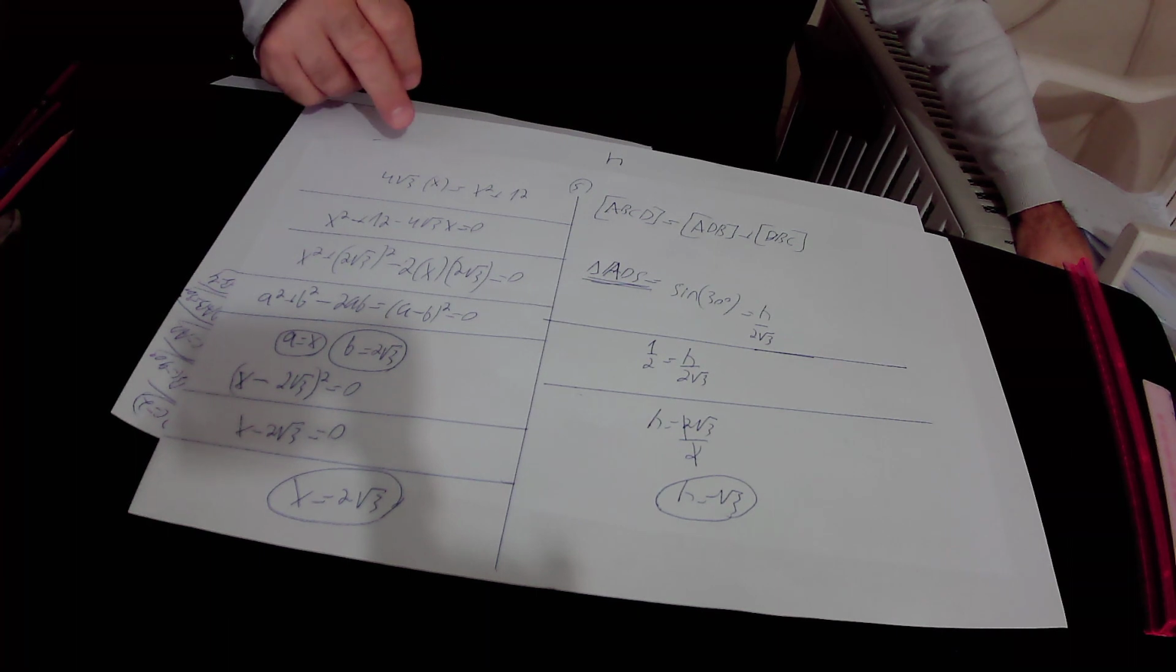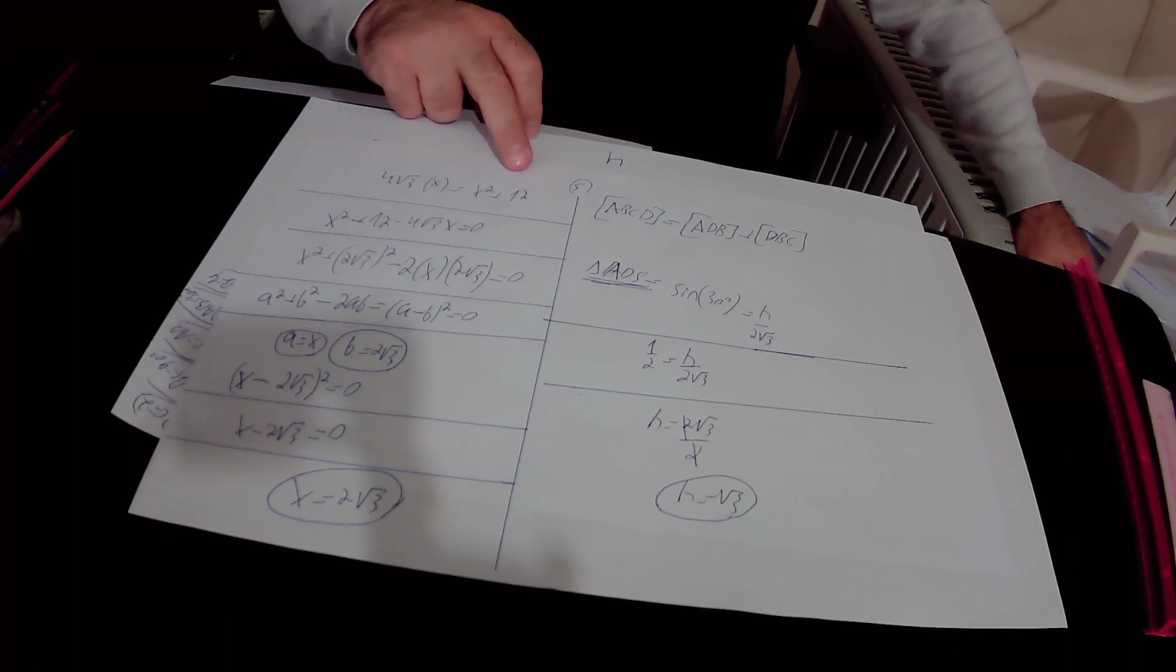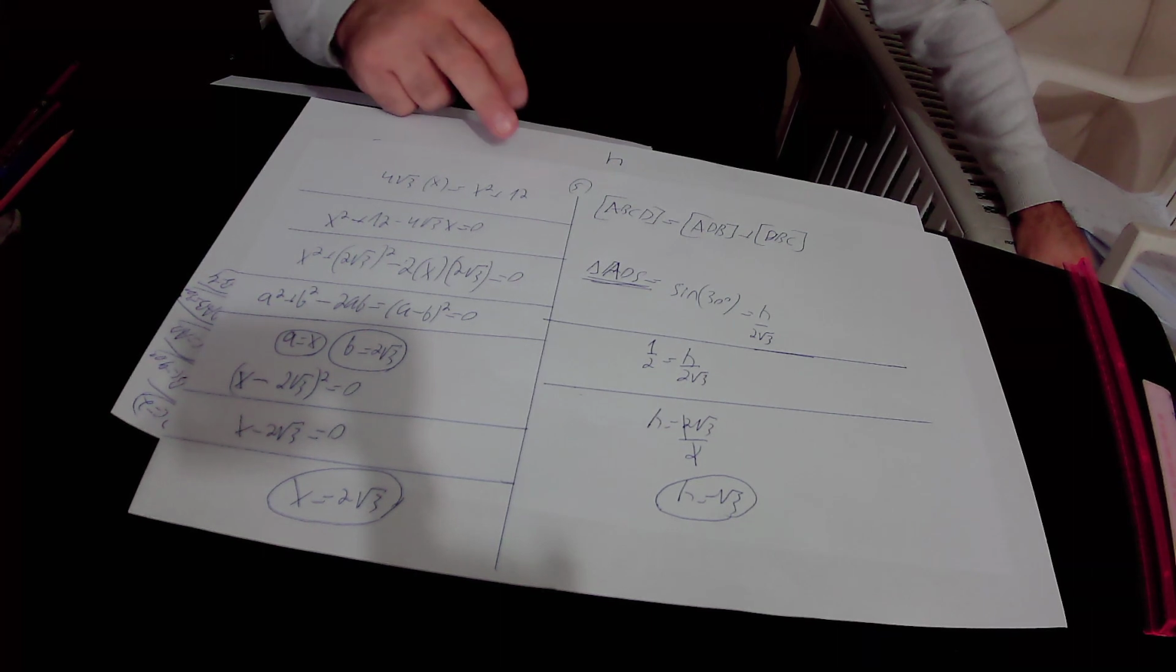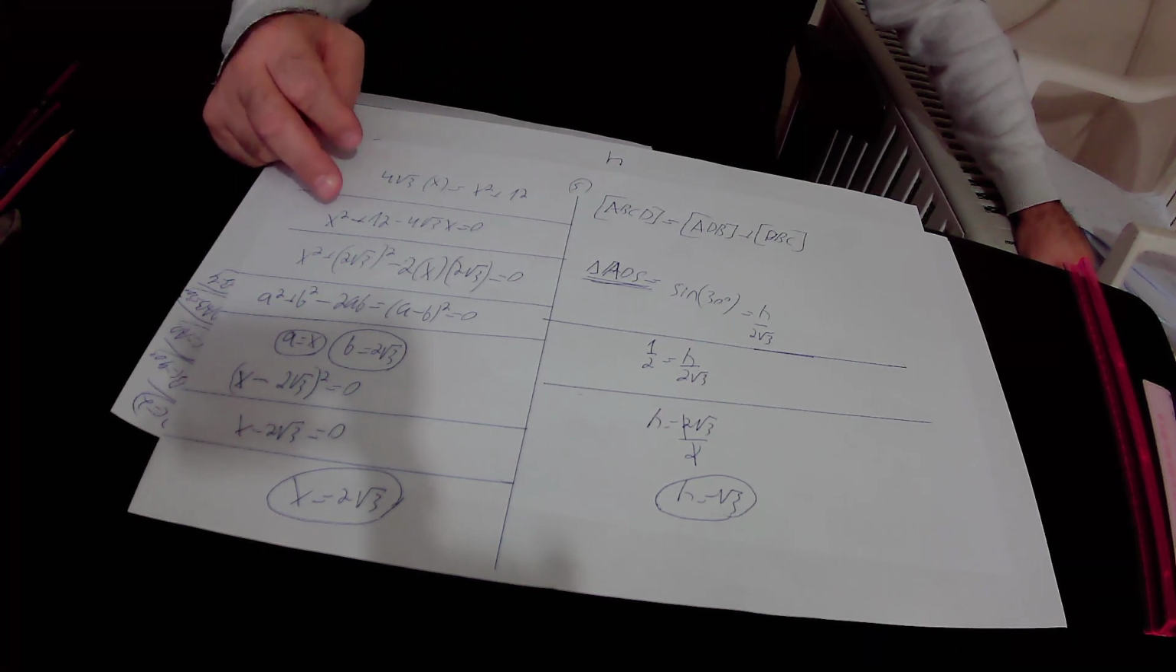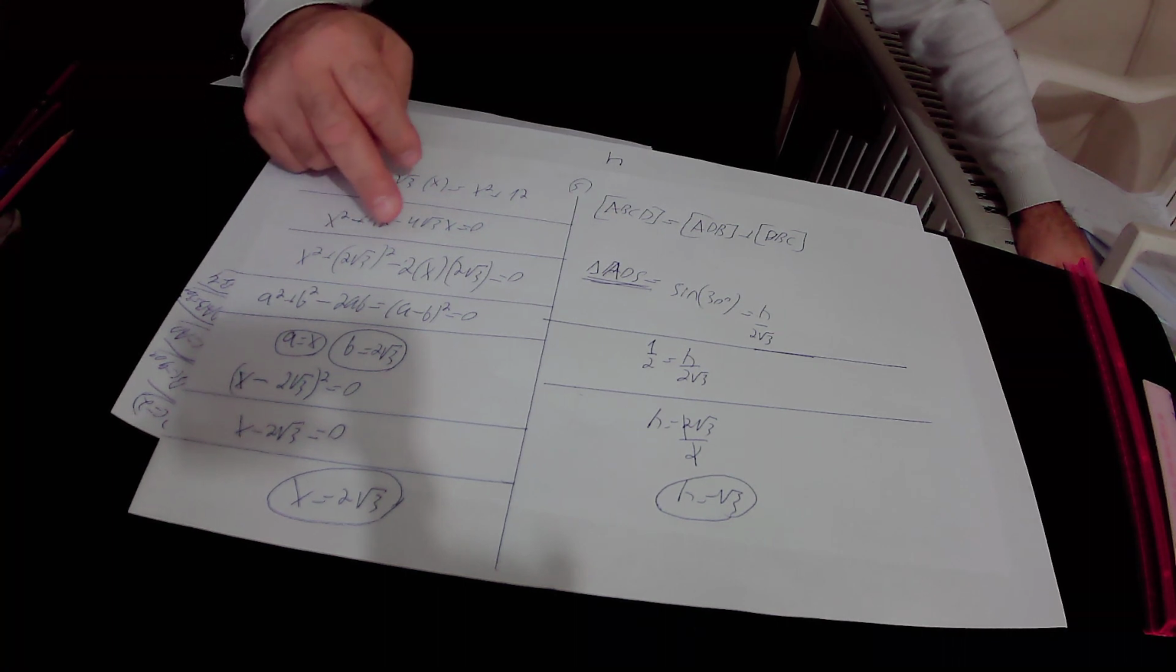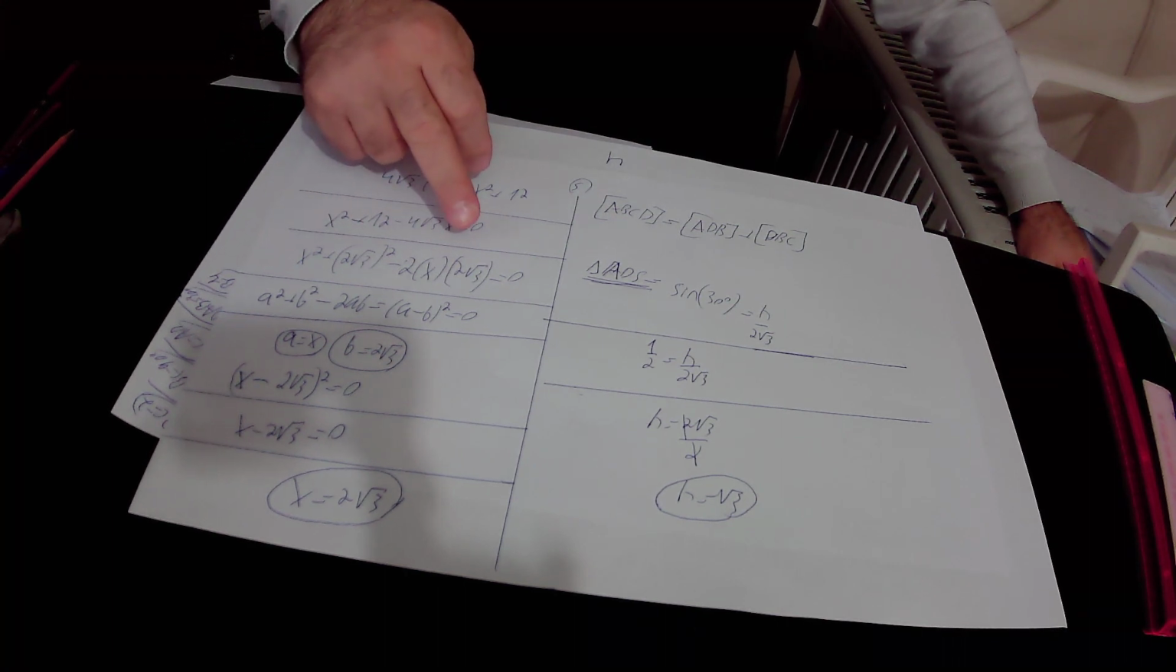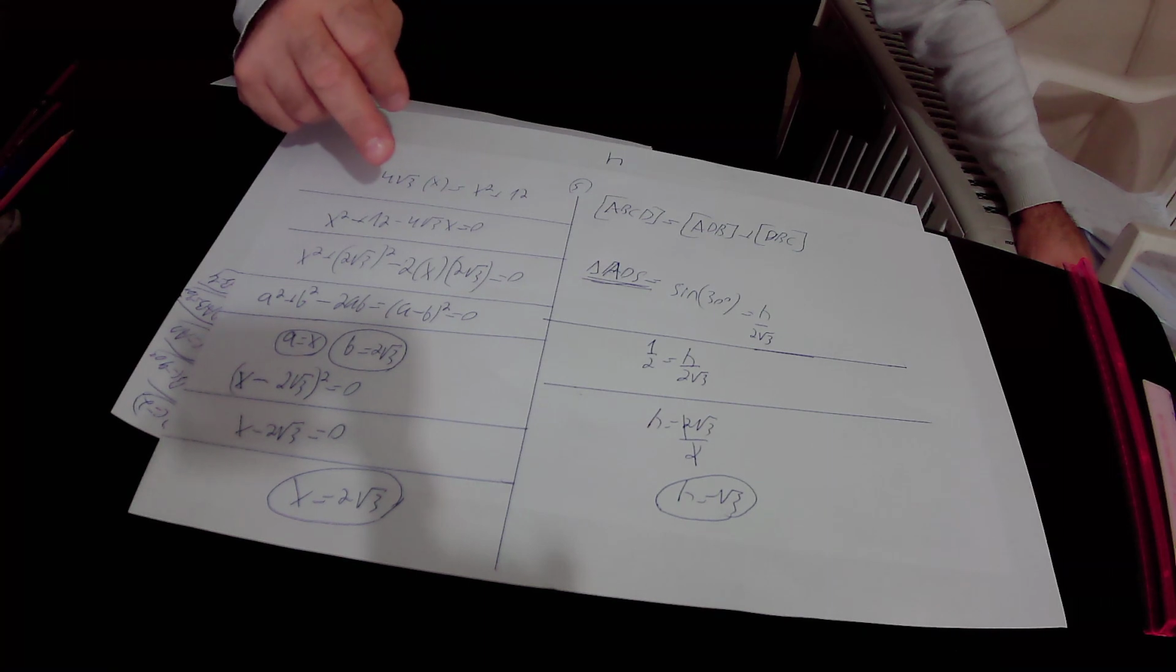And actually 12 is 2 times square root of 3 squared, so we can substitute 12 by 2 times square root of 3 squared, and we will get that X squared plus 2 times square root of 3 squared minus 2 times X times 2 times square root of 3 equals 0.